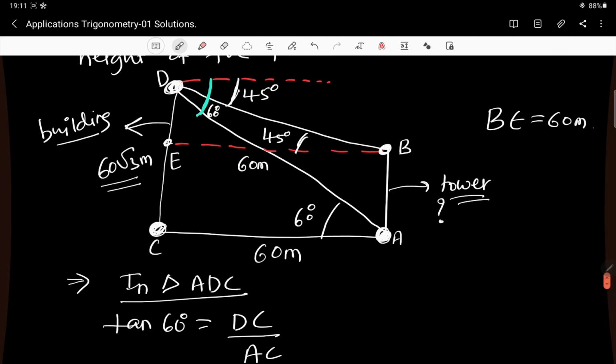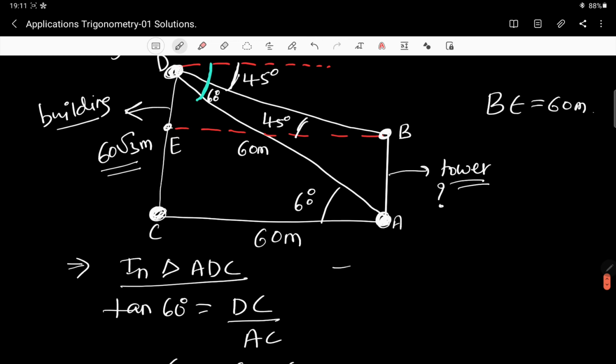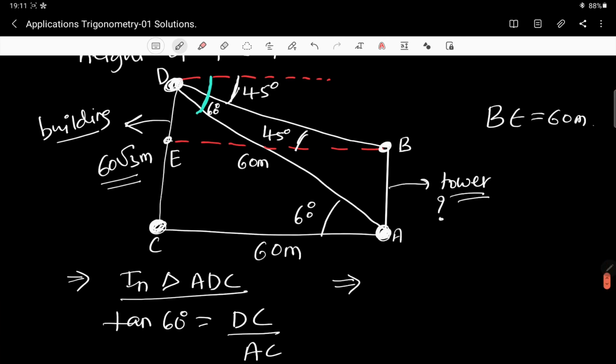Yes, dear children. Now after that, please observe this one more time. Can you observe the triangle DEB? In triangle DEB, if you apply tan 45 degrees, what do you get?